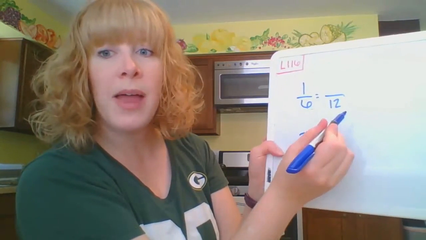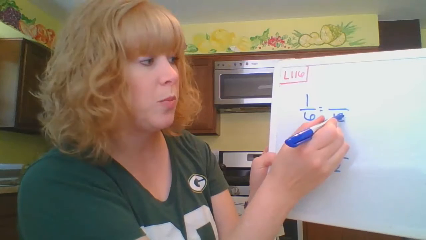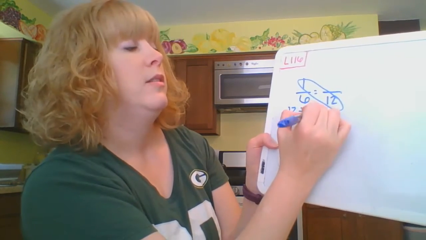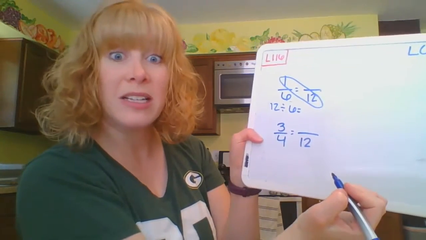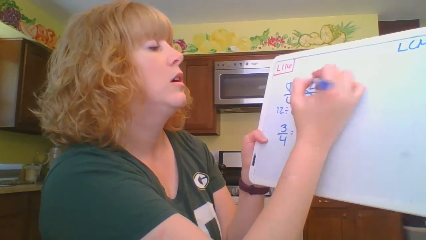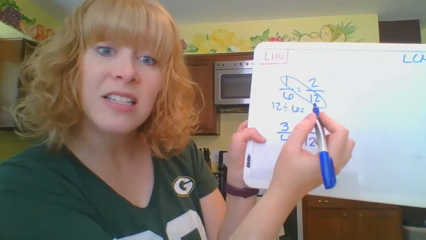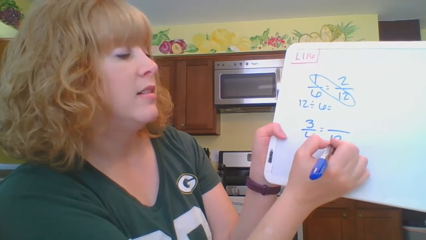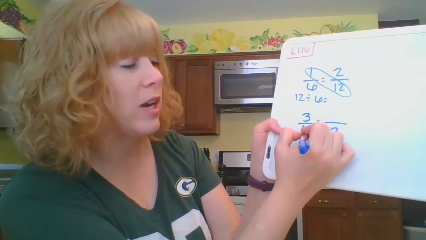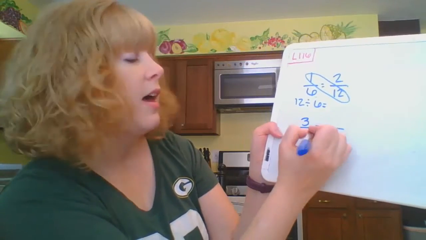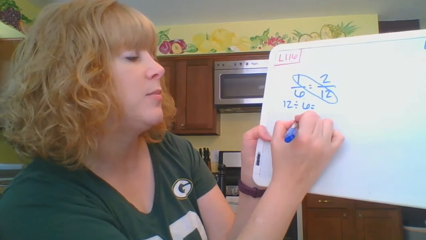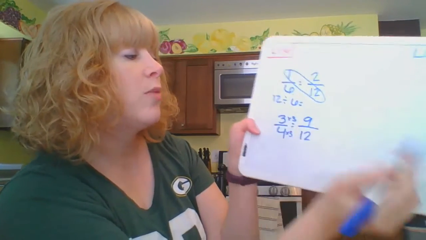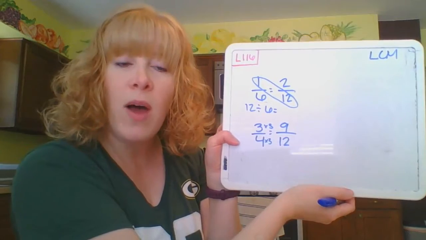So I could cross multiply and divide. Identity property makes that super easy. 12 times 1 is 12. 12 divided by 6 equals 2. So 1/6 is equivalent to 2/12. 3/4, 12. I'm going to use my other method. I'm going to say, hey, what did I have to do to 4 to change it into a 12? I had to multiply it by 3, which means I need to multiply the numerator also by 3. 3 times 3 is 9. 3/4 is equivalent to 9/12.